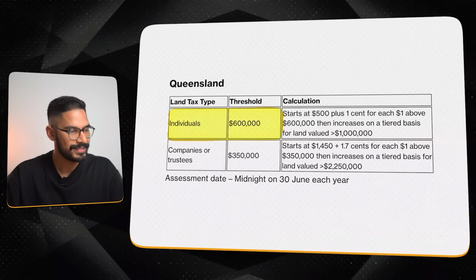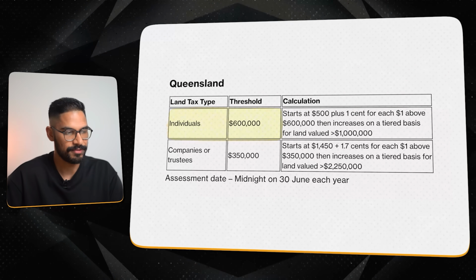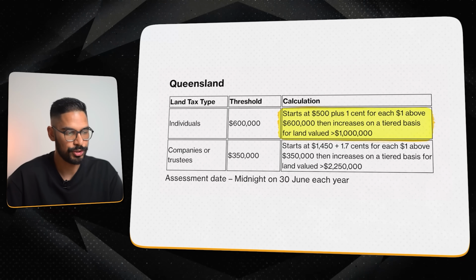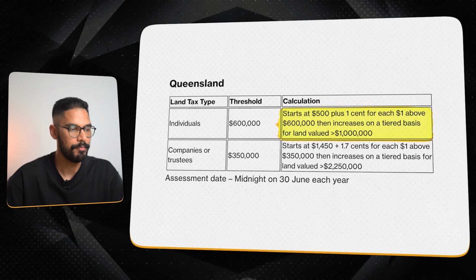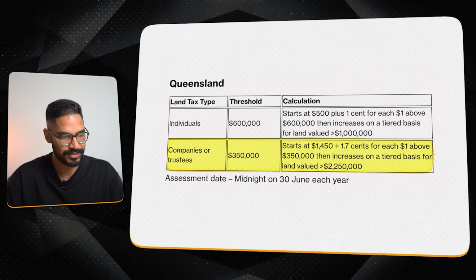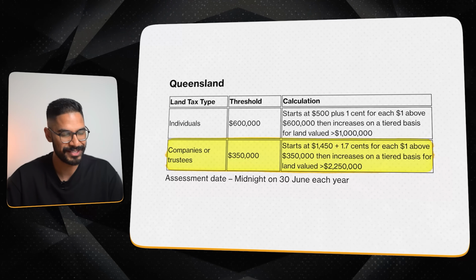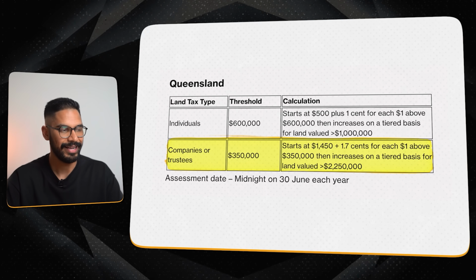When we go across to Queensland, individuals have a threshold of up to $600,000. It starts at $500 plus 1 cent for each dollar above 600K, then increases on a tiered basis for land valued above $1 million. It's different when you've got property in companies and trusts, and I know trusts are the hot topic at the moment, so people purchasing under trusts. And in that case, your threshold is actually lowered in Queensland.